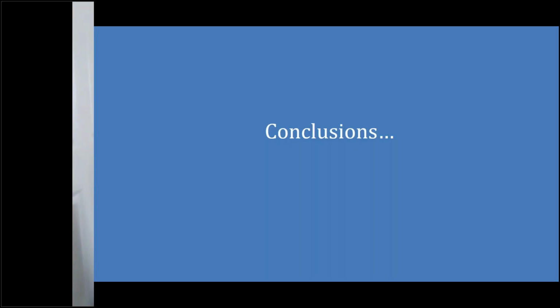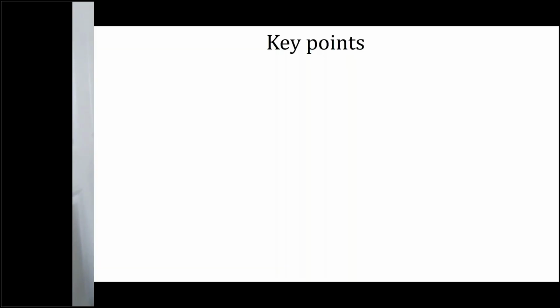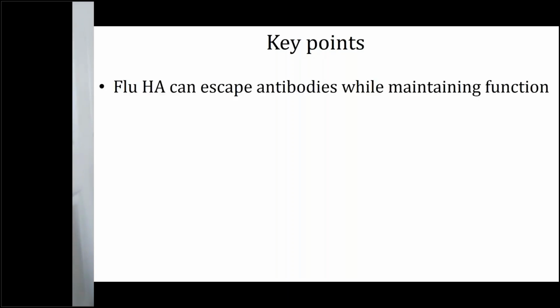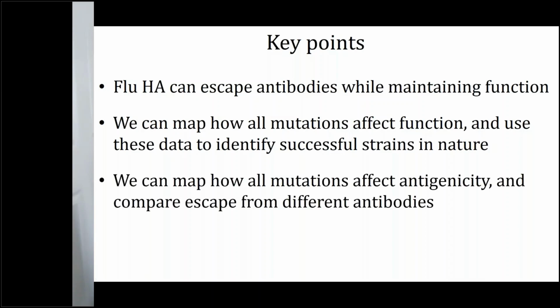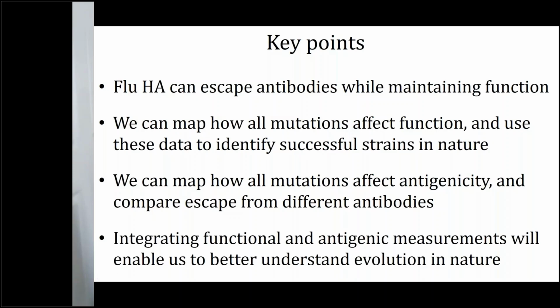Because we're almost at 40 minutes now, I just want to wrap up with some conclusions from this talk. First, I tried to make the general point that flu HA can escape antibodies while maintaining function. That's why we're all still working on a universal flu vaccine. Second, we can now use new approaches which leverage deep sequencing and computational biology to map in very systematic ways how mutations to the virus affect function. And then I showed you how we can use these data to some degree to identify which viral strains are successful in nature. I've also shown you how we can now map how all mutations affect antigenicity and compare how the virus can escape from different antibodies.